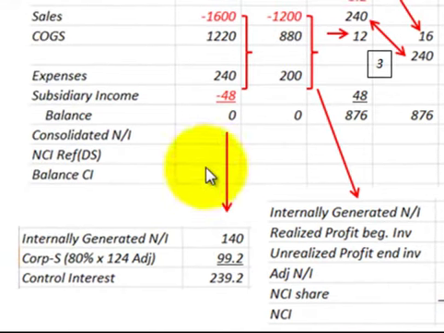Now going over and looking at the parent corporation's income, they had internally generated income of $140,000, and then they would be receiving 80% of the subsidiary corporation S's adjusted net income of $124,000, and that would give them $99,200. So the sum of those amounts gives the controlling interest, or the parent corp, $239,200 in net income.